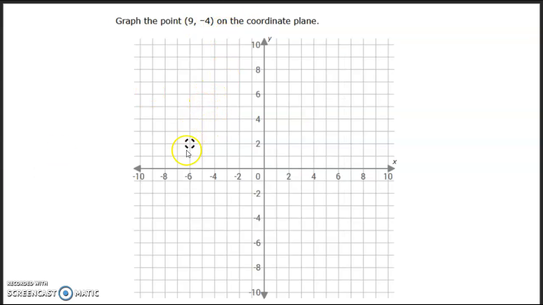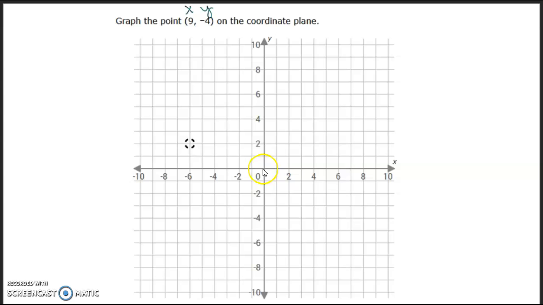And the last one, and please ignore this, I accidentally had my mouse on it. Graph the point 9, comma negative 4. So 9 is my x value and negative 4 is my y value. So x is where I start. So 9 to the positive.